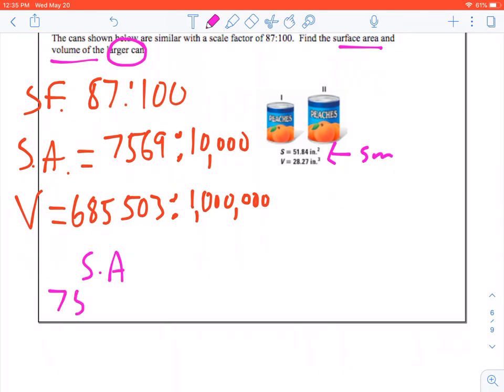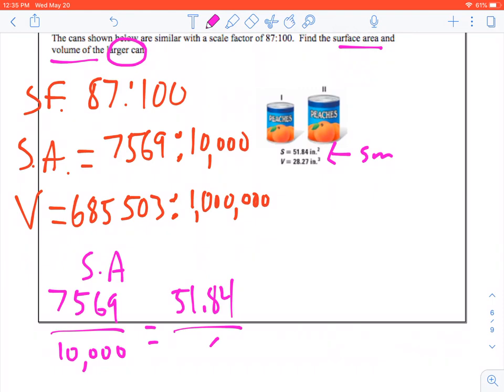So 7,569 over 10,000 equals surface area of my small can, which is 51.84, over the surface area of my larger can, which is my x. So now we just cross multiply and solve.